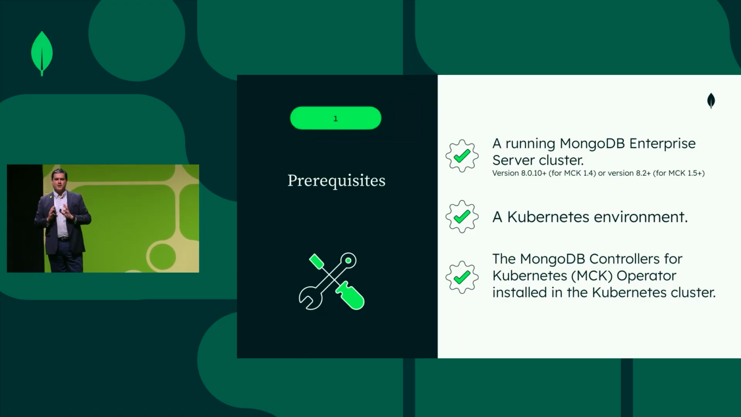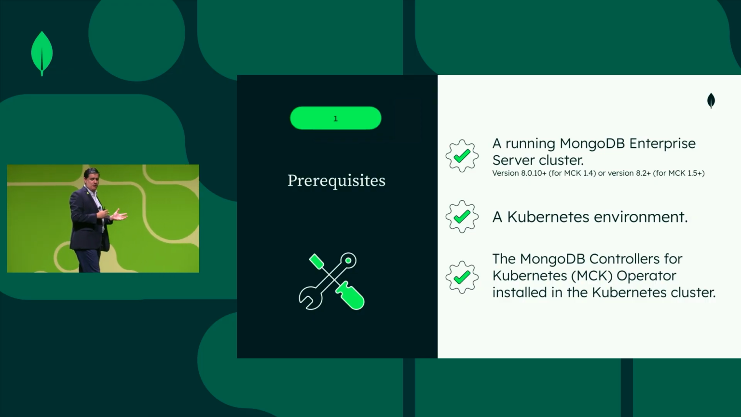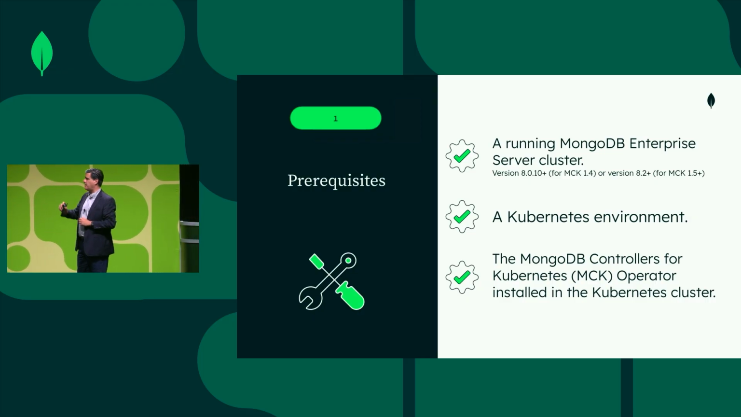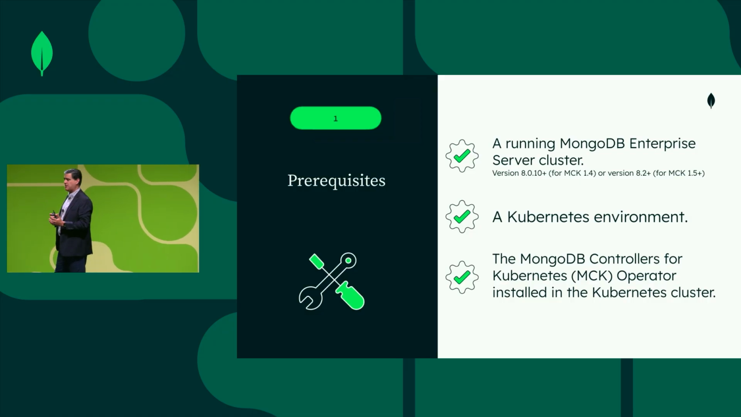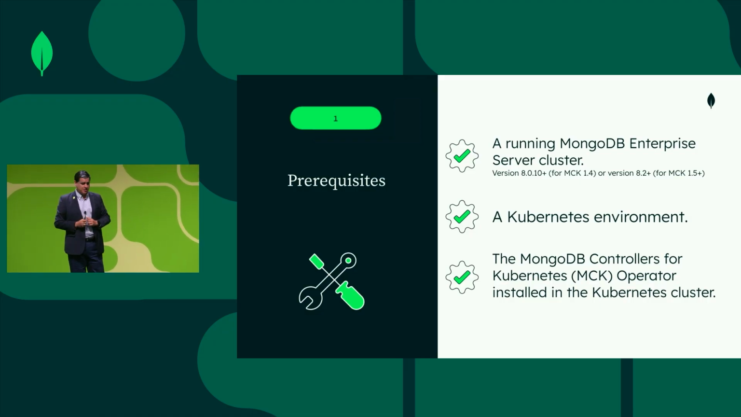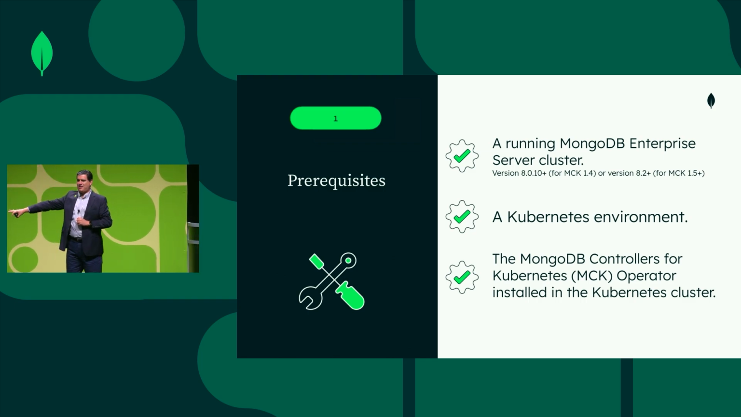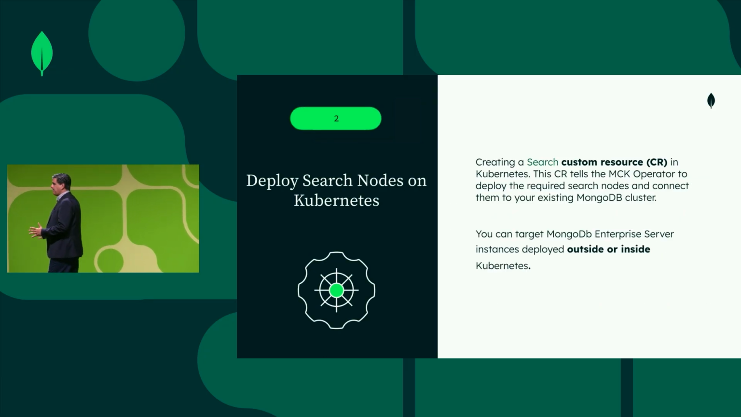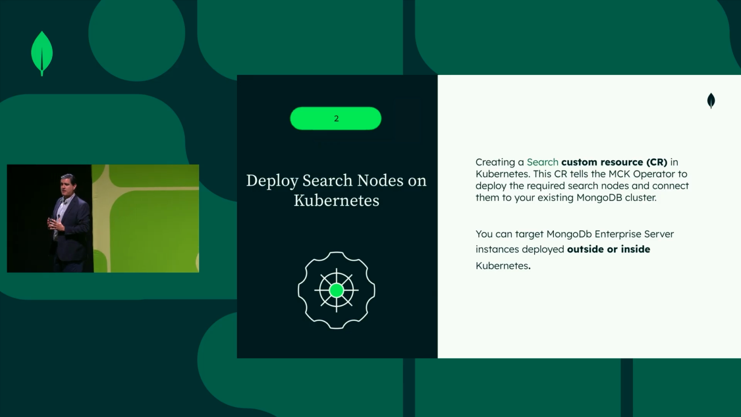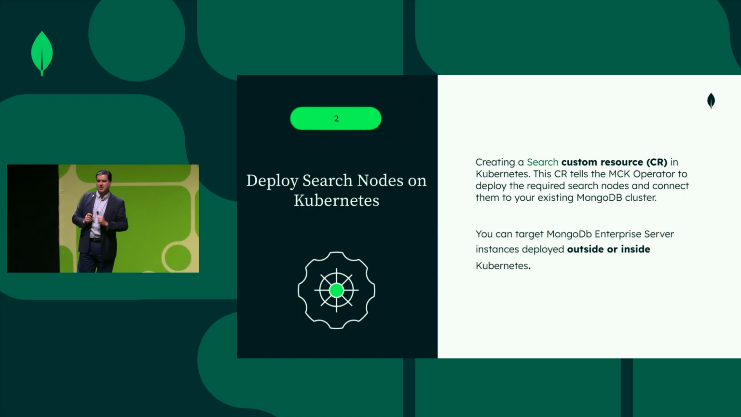So far, for this part of the public preview, we need to run on Kubernetes, and the counterpart from MongoDB is running the MongoDB Controllers for Kubernetes, MCK operators for short, installed in the Kubernetes cluster. These are the things that you need at first to be able to begin. Then, once you have all these prerequisites, you need to deploy the search nodes on Kubernetes. And we are going to be looking at some of the considerations we have.